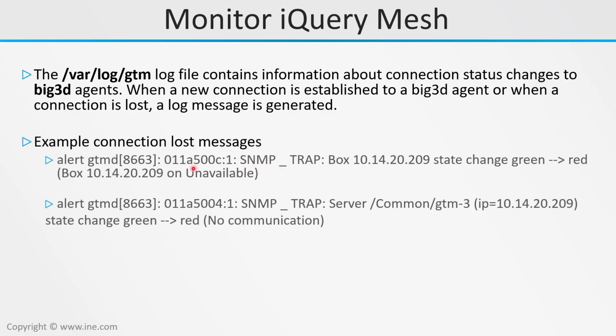So in this case we look at the var log GTM, we can see the SNMP trap as it sends out the status message, and in this case we're looking at this specific device 209 goes from a status of green to red and is marked unavailable. And if we look down one log, we see that same IP address, which is associated to GTM3 going from green to red, no communication.